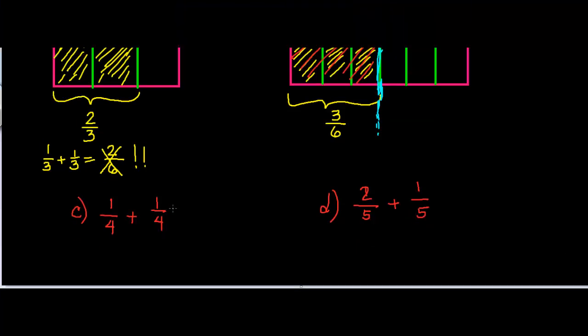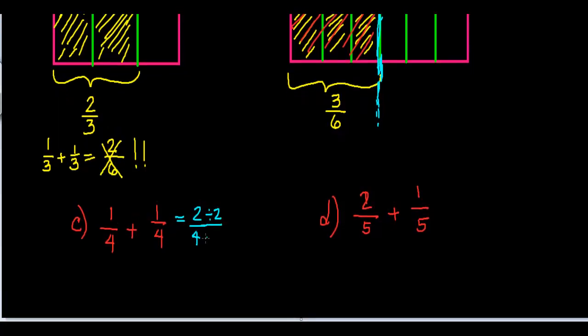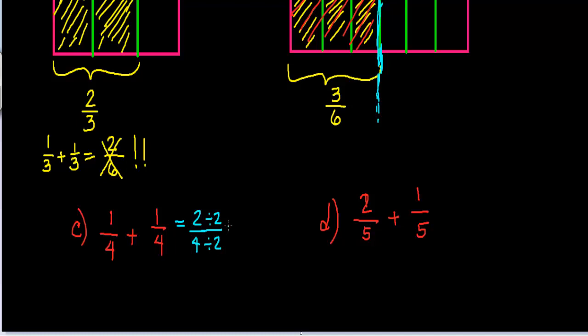Okay, for this problem, you should have gotten 2 out of 4, which you can reduce by dividing the numerator and the denominator by 2 and getting 1/2. And for this one, you should have gotten 3 out of 5, which does not reduce any further.